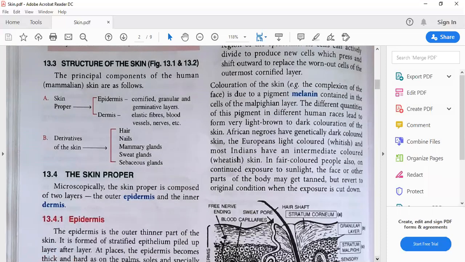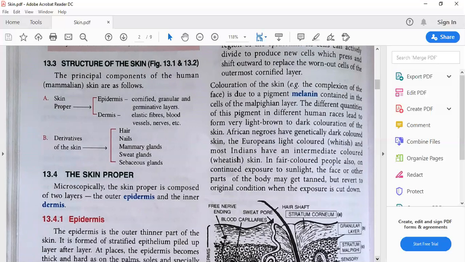So we'll be studying about the derivatives of the skin. मतलब skin के extension. Extension मतलब skin के और extend किया तो skin से और क्या क्या निकल सकता है, that way.